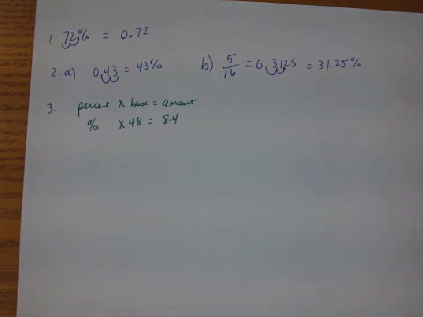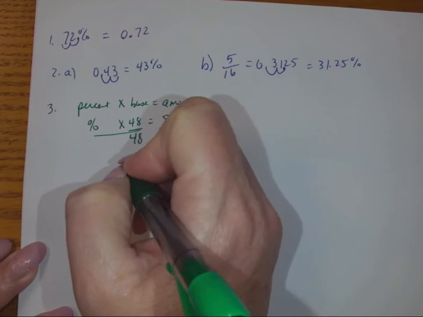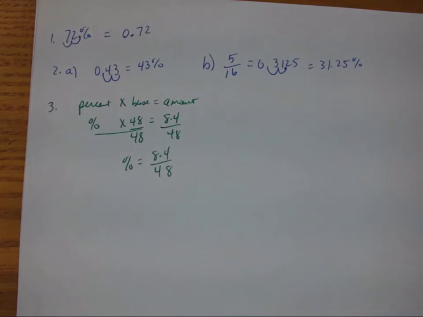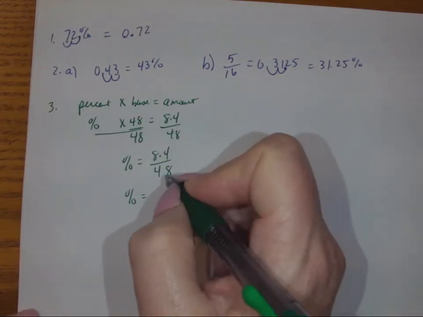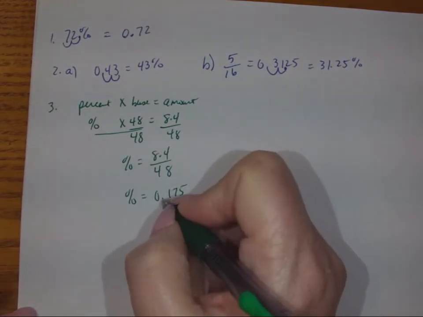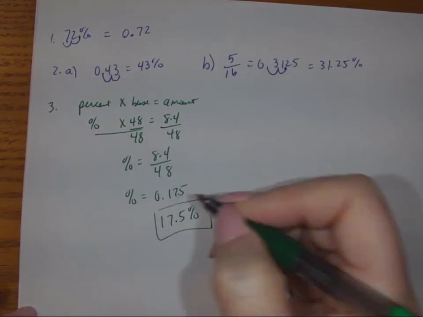So now we're going to do a little math to figure this out. When we're looking at this, we need to find the percent. It's being multiplied, so we're going to divide both sides of the equation by 48. So our percent will be equal to 8.4 divided by 48. So you can look at it that it's going to be the amount divided by the base. So the percent is going to be equal to 0.175, and then we got to change it to a percent. So as we move it over, it'll be 17.5%, and that will be your answer.